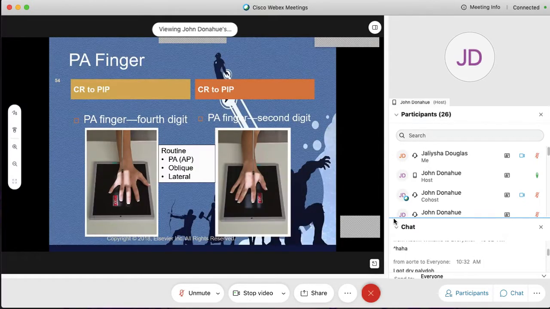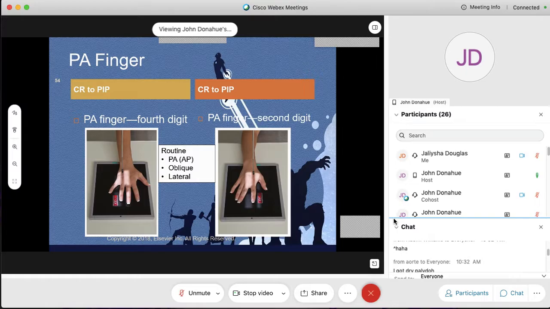Okay, we're going to start with a simple PA finger. Now, by the way, in radiology specifically, when we talk about doing x-rays of the fingers, we're talking about digits 2 through 5. The thumb gets its own category. So when you see PA finger, that is only referring to digits 2 through 5. Pointer finger to pinky. One more time, thumb gets its own subcategory in x-ray.